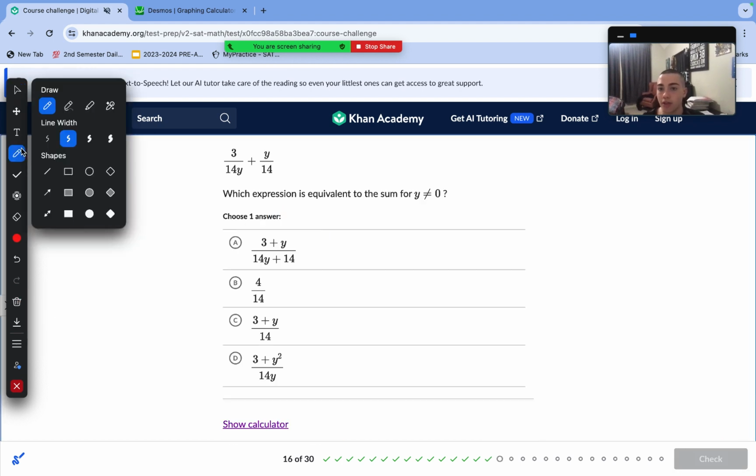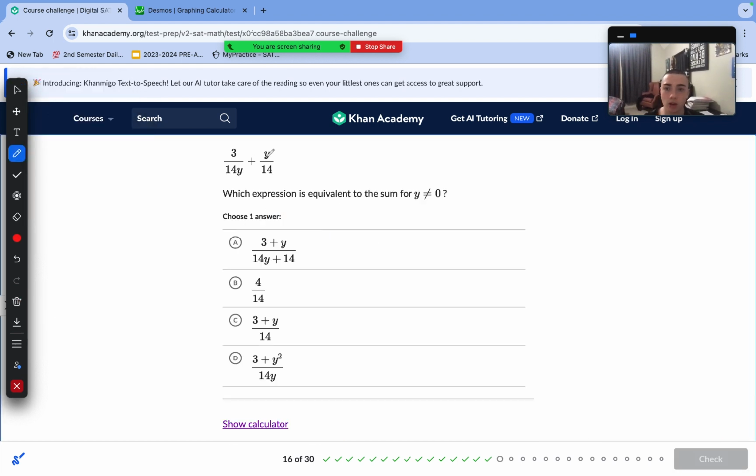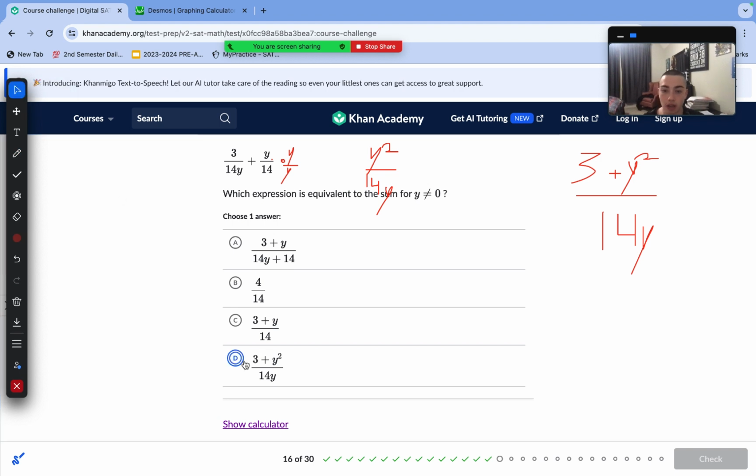Alright, we're trying to find the sum of these. To add fractions, we need a common denominator. That means we're going to have to multiply the second fraction by y over y. It's going to turn into y squared over 14y. Now we can add and keep the denominators the same. It just looks like 3 plus y squared over 14y. We don't have to simplify past this. Answer choice D is the correct answer.